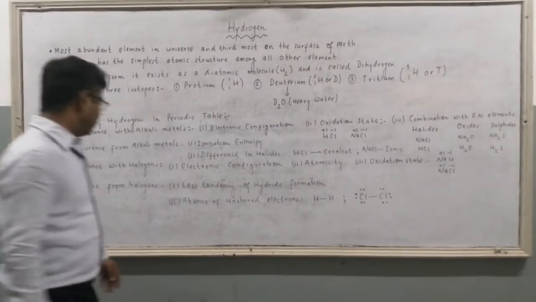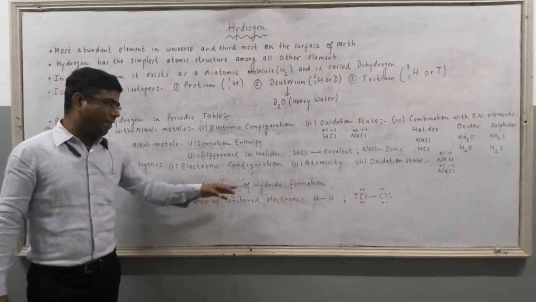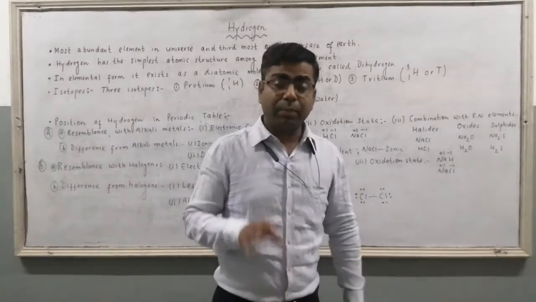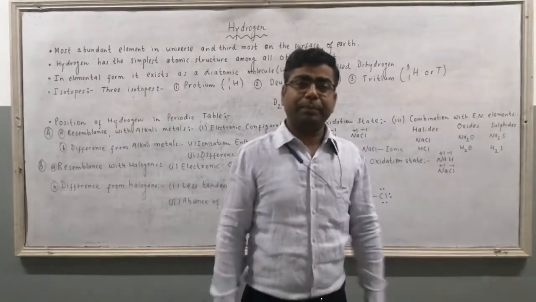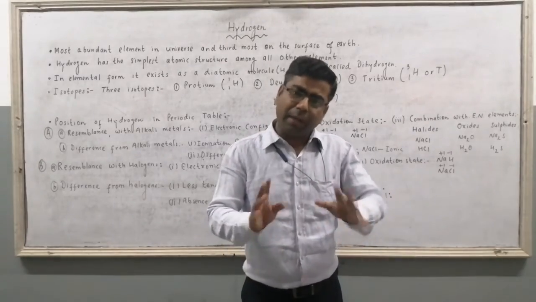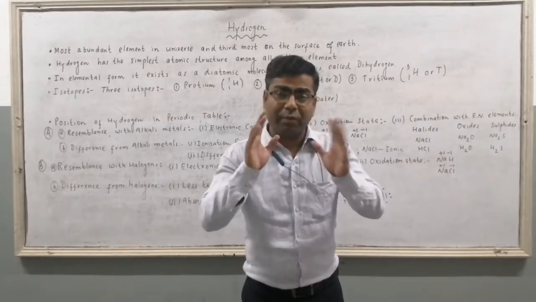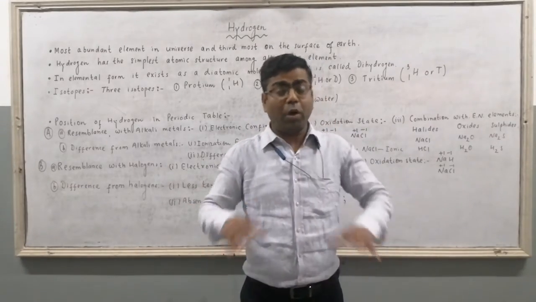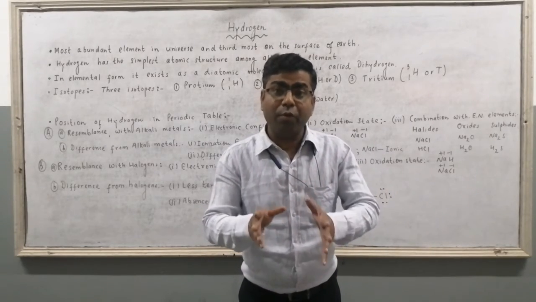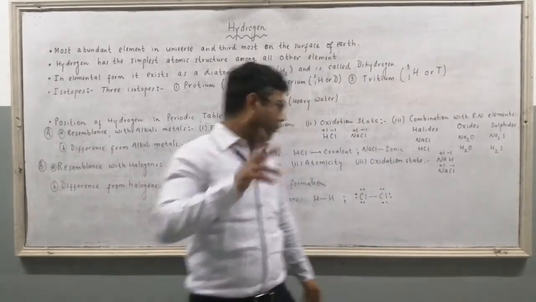Then what about the dissimilarities, the differences from halogens? First, less tendency of hydride formation. Hydrogen in most compounds exhibits the +1 state, not the -1 state. It exhibits the -1 state and forms a hydride when it combines with metals. But in most compounds, most molecules, it exhibits the +1 state. But if we talk about halogens, then halogens have a tendency to give the -1 oxidation state in most of the compounds. So here it is different.